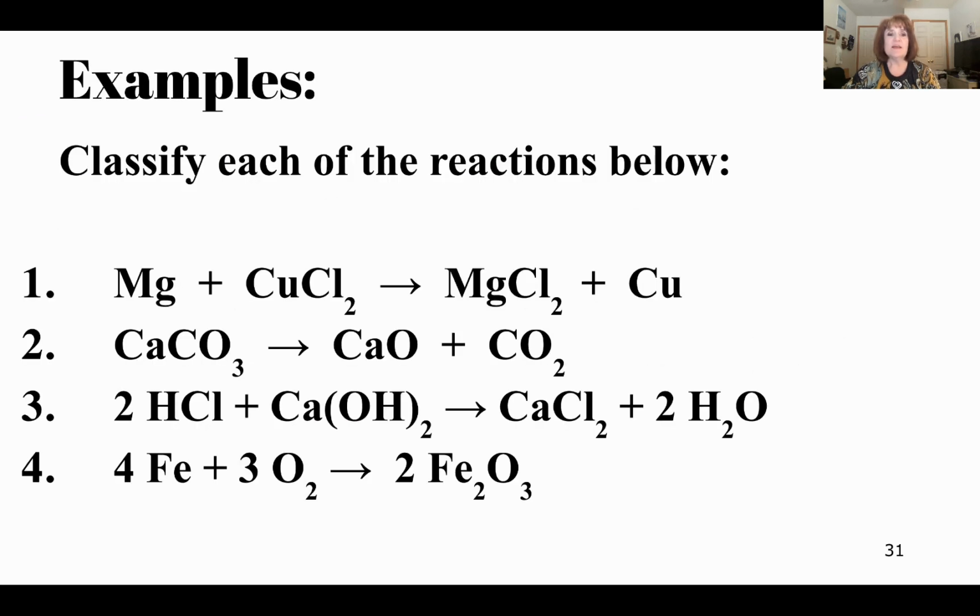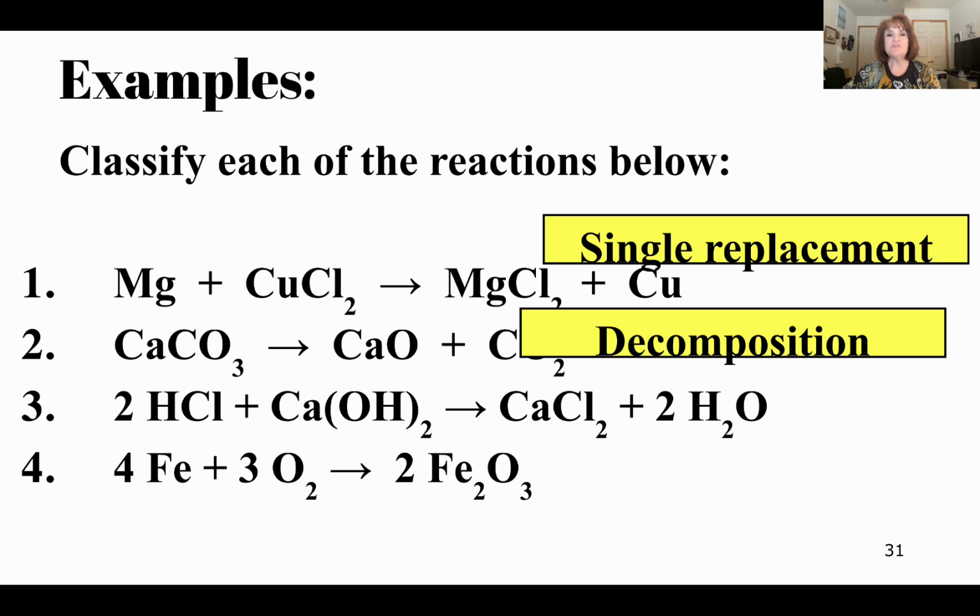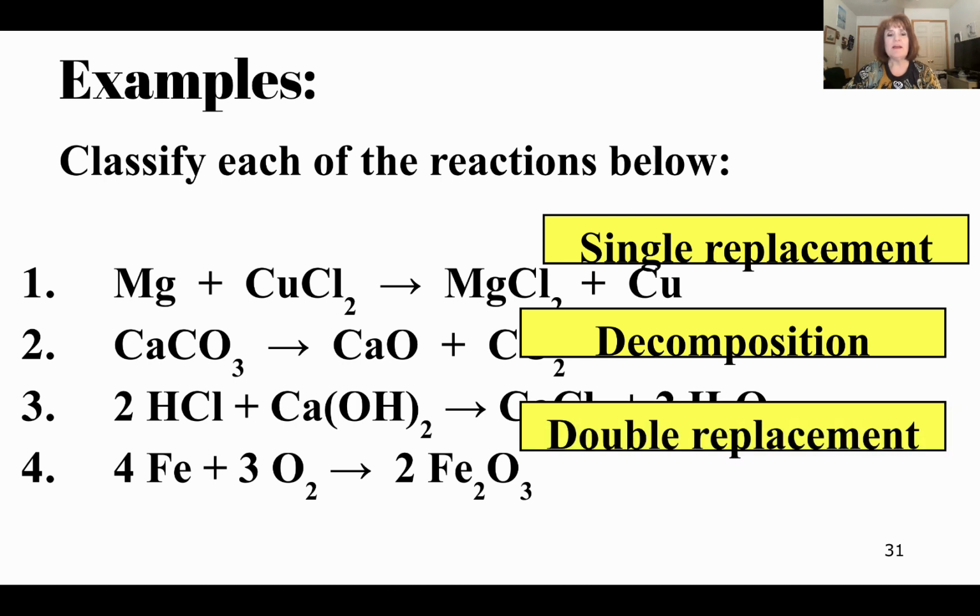So let's look at an example. Mg plus CuCl2 makes MgCl2 plus Cu. This is a single replacement or single displacement reaction. CaCO3 breaks apart to be CaO and CO2. That's a decomposition reaction. HCl plus CaOH makes CaCl and H2O. This is a double replacement reaction.